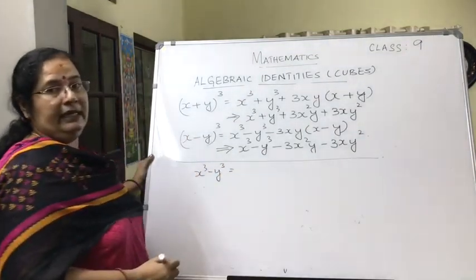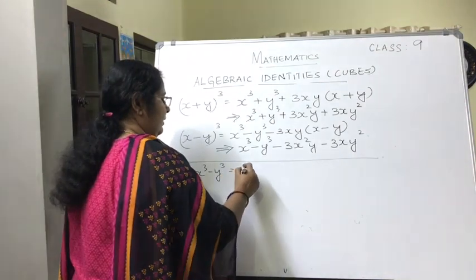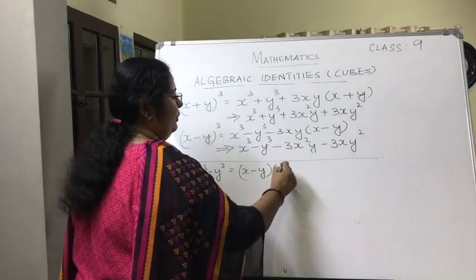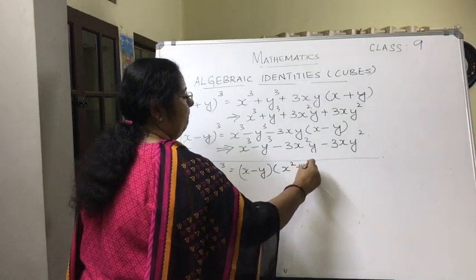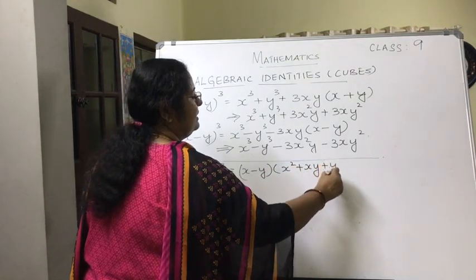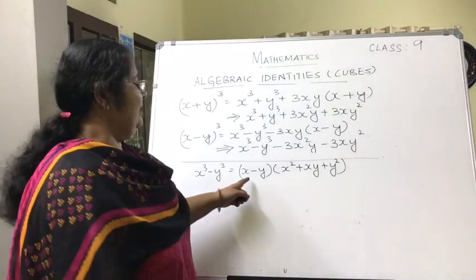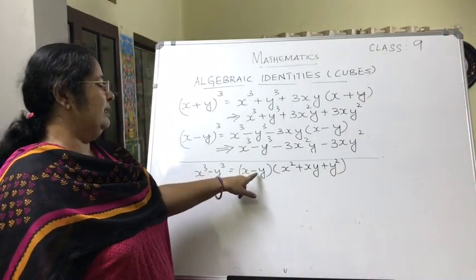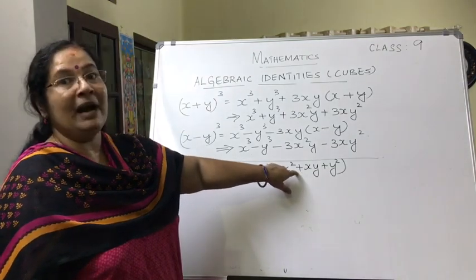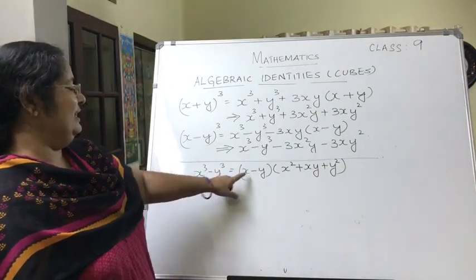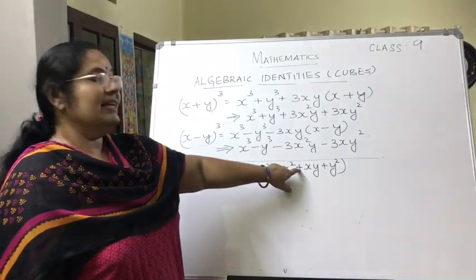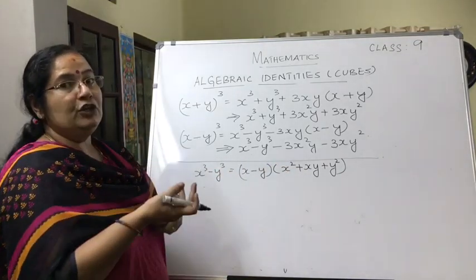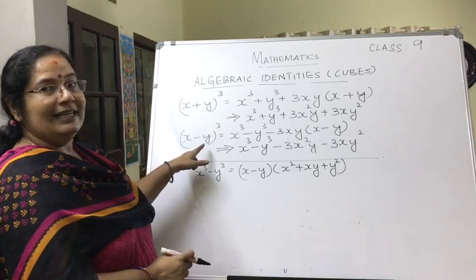This will be equal to x minus y into x square plus xy plus y square. So see the difference here. When it was x cube plus y cube, this was plus and this was minus. So here when it is negative, this is negative and this has become positive. So now how to do this? Which identity will you use here? You will use the second one.